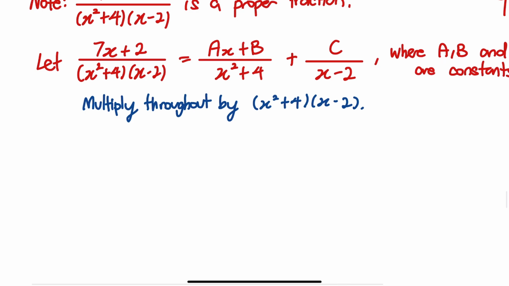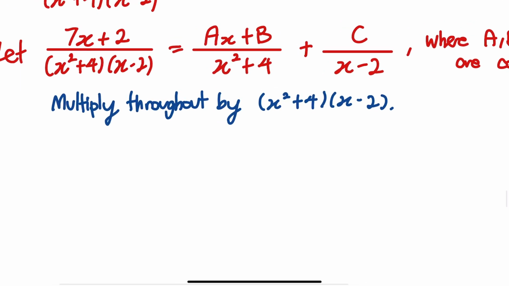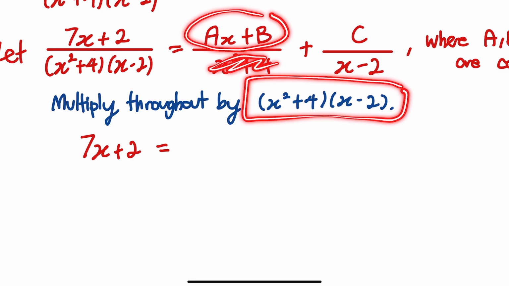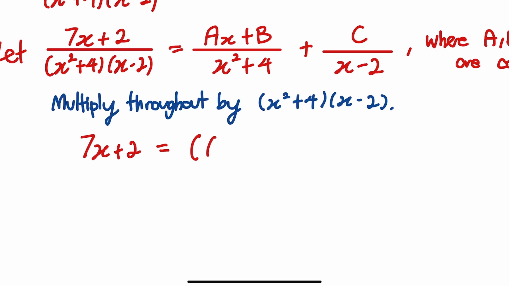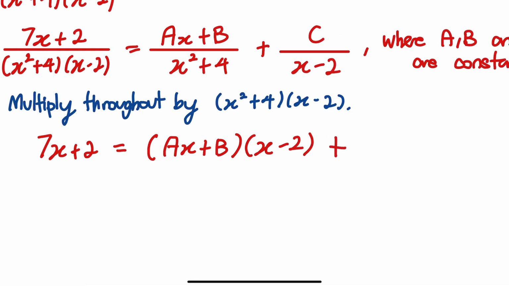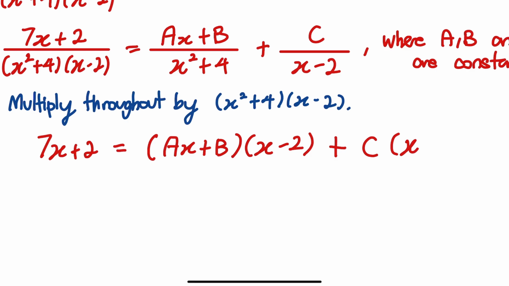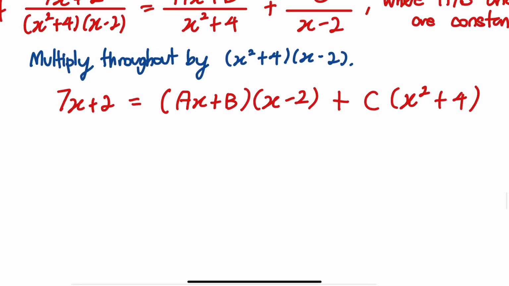Okay, then the left side, the fraction will disappear. I'll get 7x plus 2 equals to, take note, this (ax plus b) multiplying to this whole thing here, the denominator will cancel out. I'll be left with a bracket, very important because it's the entire numerator, (ax plus b) multiplied to (x minus 2), then plus this second term multiplied to this whole thing, x minus 2 will cancel out. It will become c times (x squared plus 4). Okay, so the steps are the same now.